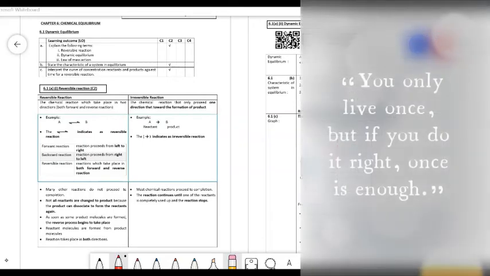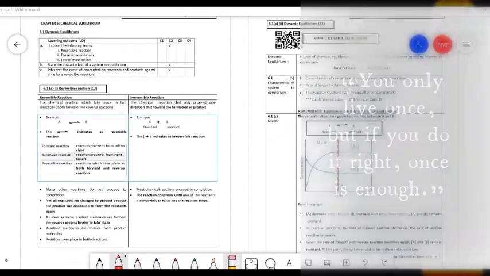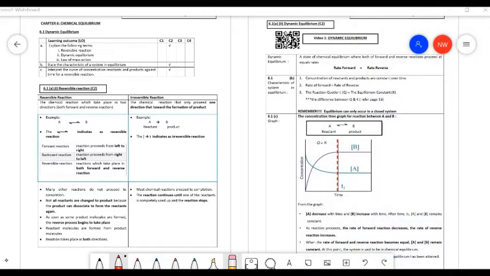Okay, hai semua. Kita akan masuk chapter yang baru, iaitu chapter 6, Chemical Equilibrium. So, sebelum kita tengok dengan lebih details, let's see the learning outcomes. So, learning outcome yang pertama adalah explain the following terms. Apakah terms-termsnya? Apakah itu reversible reaction? Apakah itu dynamic equilibrium? Dan law of mass action.